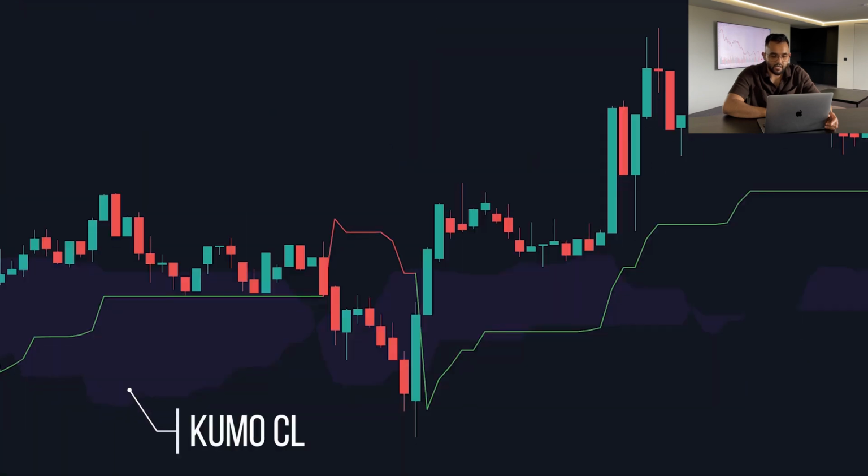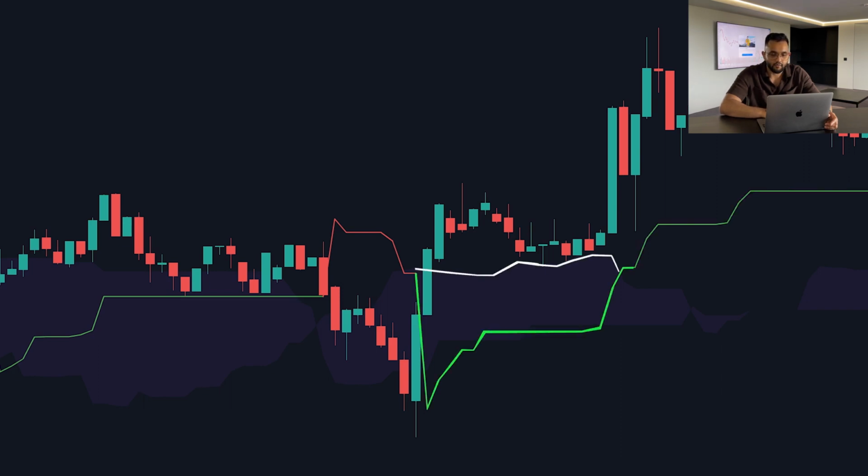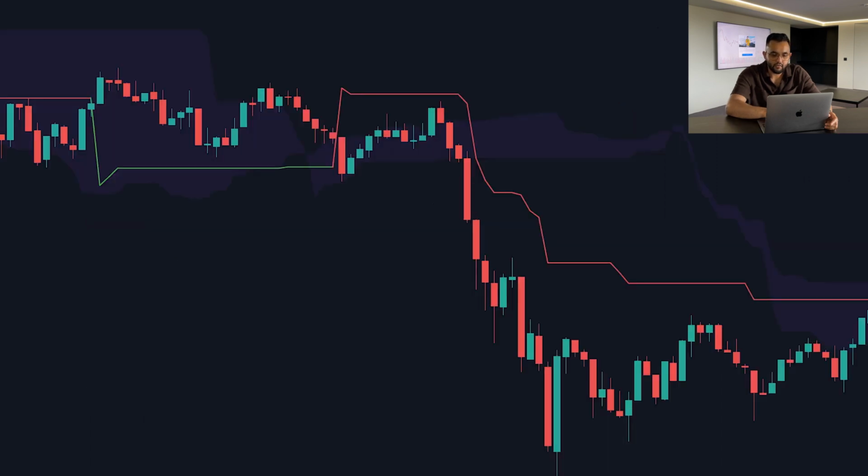So this purple area is called the Kumo cloud. We will only enter a long trade if the super trend line is green and the price is above the Kumo cloud. We will not enter the trade if the price is in or below the cloud. It's the exact opposite for shorting. We will only enter a short trade if the super trend line is red and the price is below the Kumo cloud. So let me show you an example.